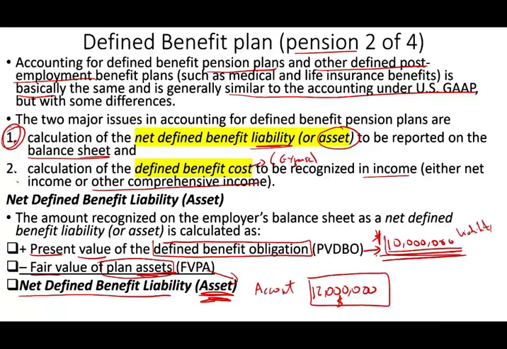Now we need to talk a little bit more about the present value of the defined benefit obligation. So how do we come up with this $10 million? The PVDBO is based on assumptions related to many variables. Some of the variables are employee turnover, life expectancy, and future salary level. What does that mean? Good news, as accountants, we don't have to worry about how we come up with the liability. The liability usually is given to us. This is what the actuarial people compute for us.